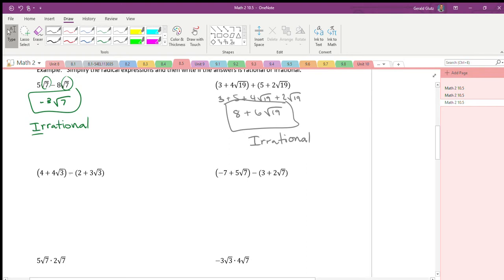So the next one, we are subtracting these two things. If I distribute that negative sign, 4 plus 4 root 3 minus 2 minus 3 root 3. So combine like terms. 4 minus 2 is 2. 4 root 3 minus 3 root 3. I had 4 root 3s, I took 3 of them away. That means I have 1 root 3 left, or just root 3. So this would be our answer. We have a radical sign in our answer, it does not equal a whole number, so again, it's irrational.